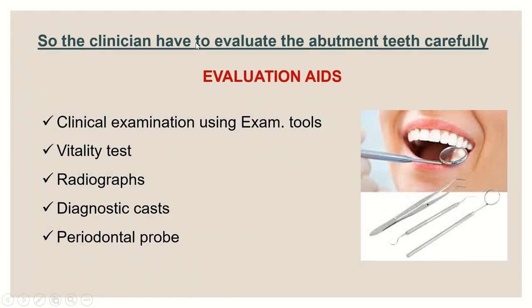So the clinician has to evaluate the abutment teeth carefully using certain evaluation aids, which include firstly the clinical examination tools like mirror, probe, and tweezer. We also need vitality tests, radiographs to see the level of bone support, the root configuration, endodontically treated teeth, etc. We also need the diagnostic cast to see the correlation between teeth, and in addition, the periodontal probe.